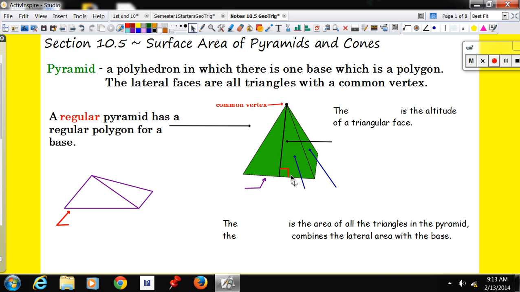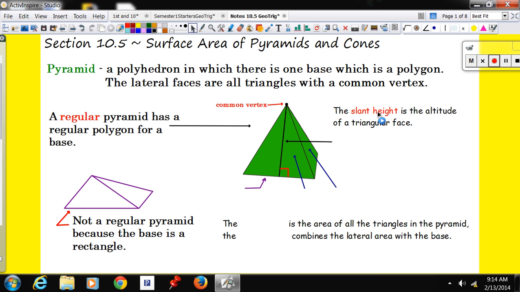Look at this picture down here. This is not a regular pyramid, because you can tell right away that the base is a rectangle. Rectangles are not regular shapes. In a regular pyramid, all of the triangles will be identical to each other. You'll have same triangles all the way around. You can tell in this one, this triangle is different than this triangle. So it's definitely not a regular pyramid because it does not have a regular shape for the base. So that's the regular polygon.